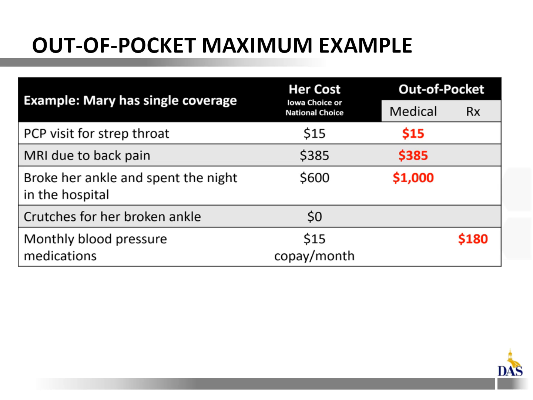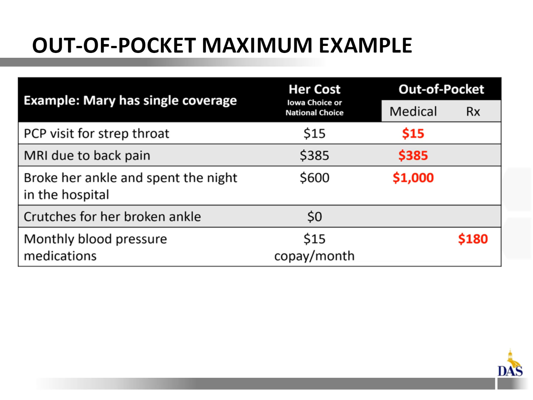Mary then breaks her ankle and spends the night in the hospital. The inpatient hospital stay totals $7,000. She has already met the annual deductible of $250 and the coinsurance is 10%. 10% of $7,000 is $700, but Mary only has to pay $600 because she has met her medical out-of-pocket of $1,000. The crutches for her broken ankle and any other medical expenses for the remainder of the year are at no charge to Mary since she met her out-of-pocket maximum.